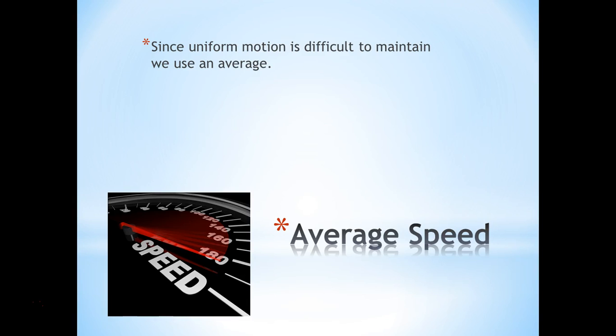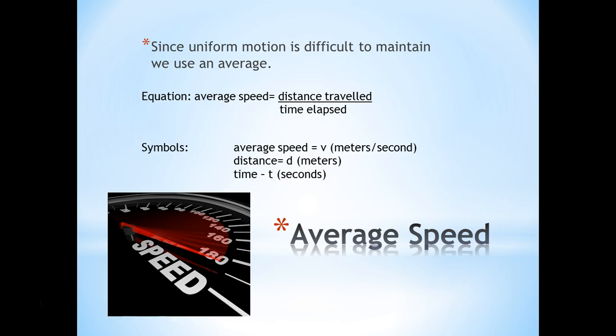Now let's talk about average speed. Because uniform motion is so difficult to maintain over a long period of time, we can use an average. To do this, we take this equation, we do need some math and physics, where we have the average speed, which is equal to the total distance that you've traveled over the time that has elapsed. Our symbols look like this.